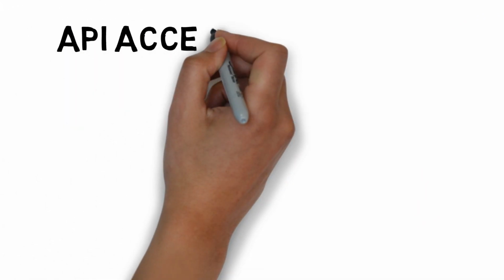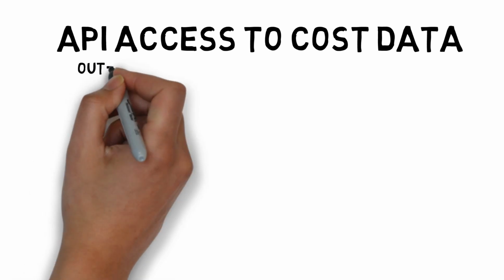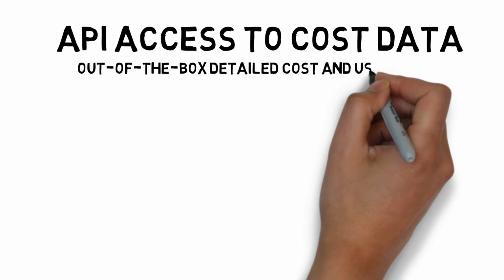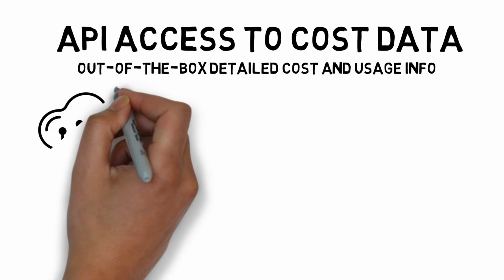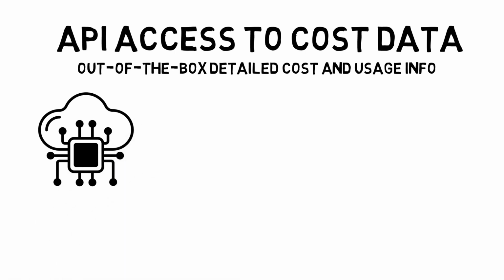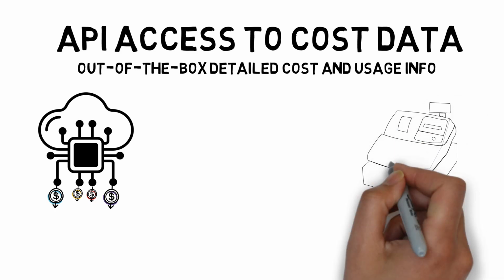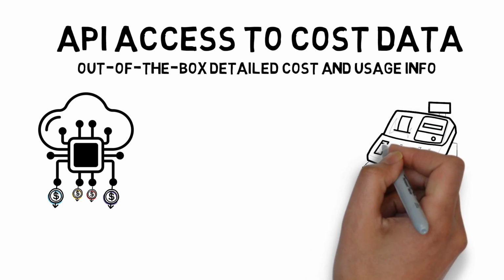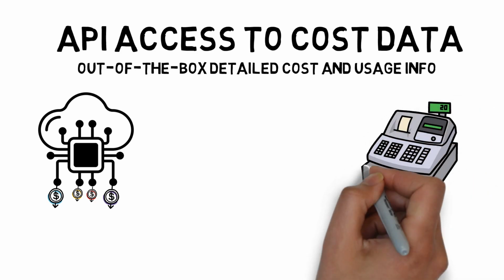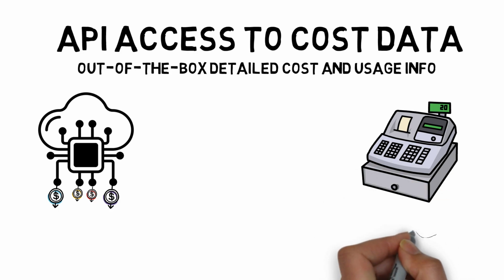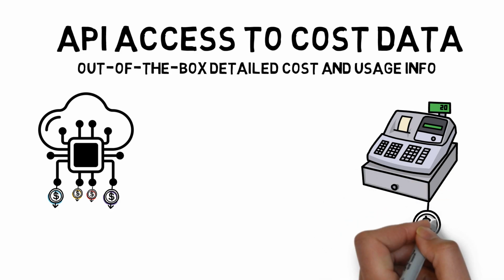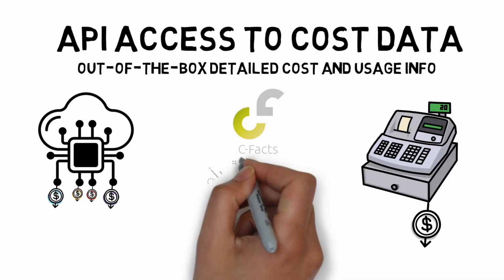Use case number 7. API-based access to cloud cost invoice data. Cloud providers provide their direct customers API-enabled access to detailed usage and cost invoice data. So why wouldn't your customers need the same? But your invoice system isn't API-enabled, nor does it have the detailed usage and cost information. With CFACTS, you can provide this out of the box.